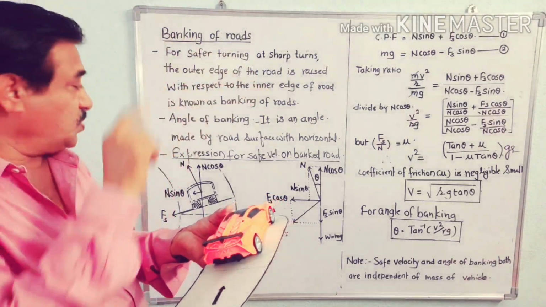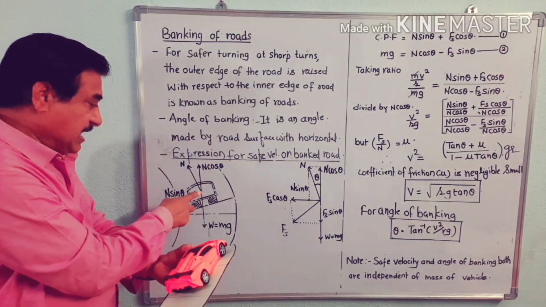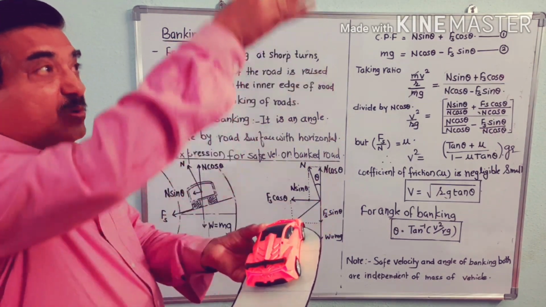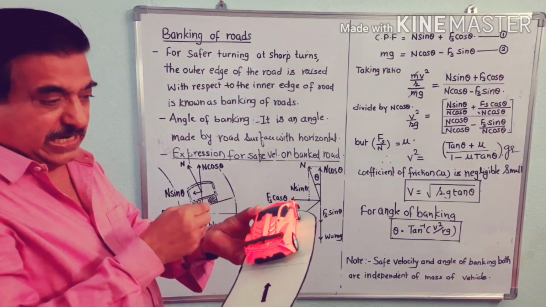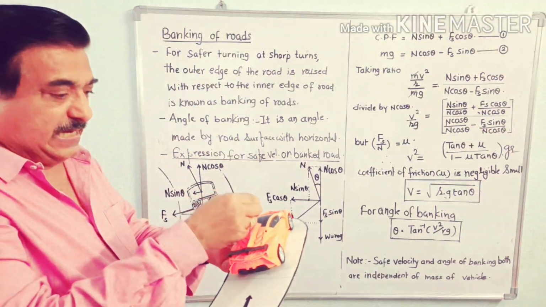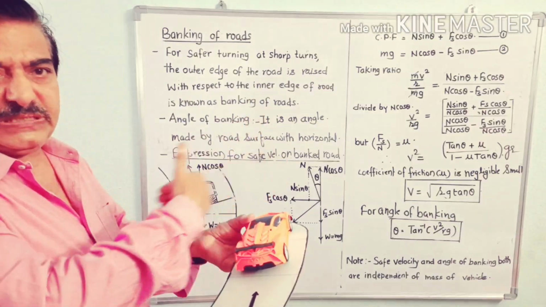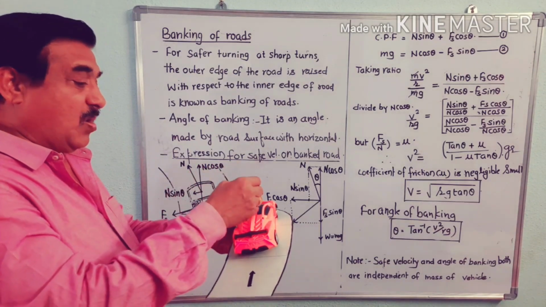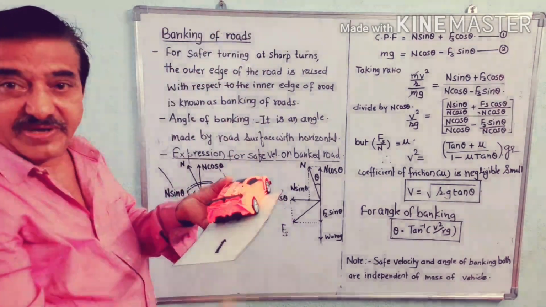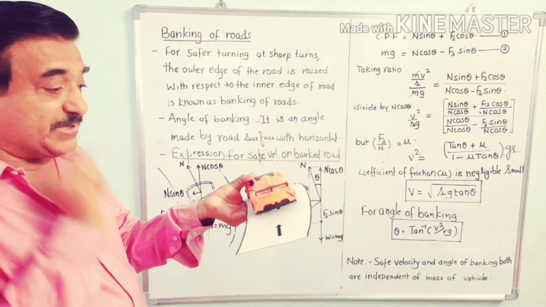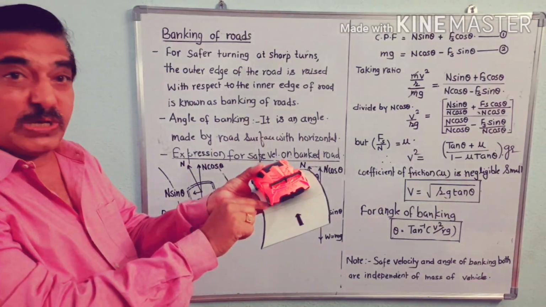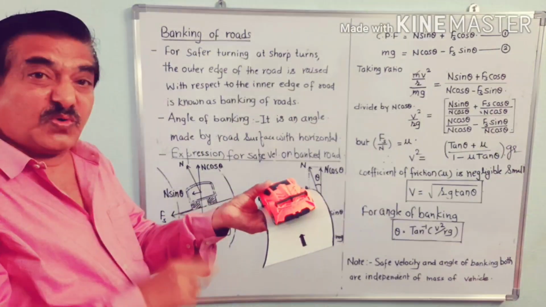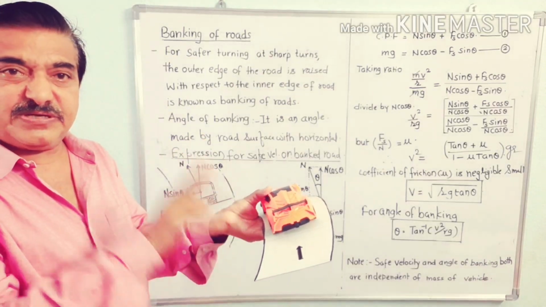It is resolved into two components, N cos theta and N sin theta. N sin theta is directed toward the center of the circular motion, and N cos theta balances the weight. At the same time, the frictional force between road and tire is acting in this direction. This frictional force also provides the necessary centripetal force.